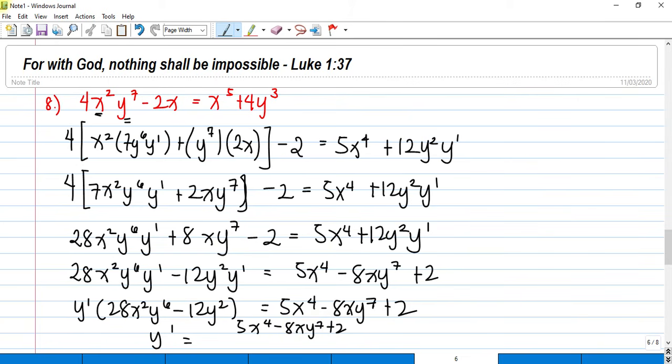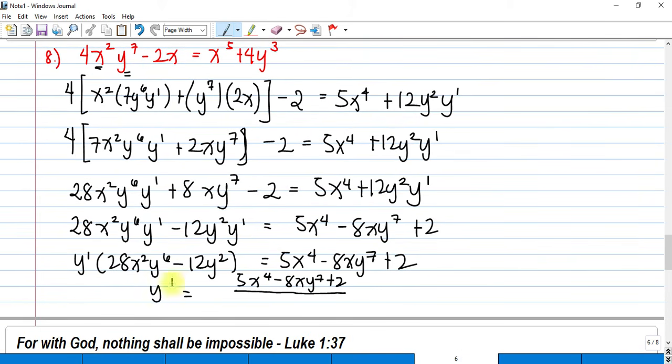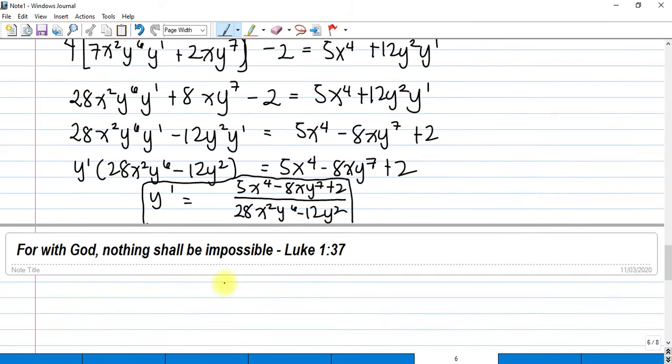all over 28x squared y raised to 6 minus 12y squared. So that is our answer. This is our final answer for this problem. Okay? I hope you are getting what I'm trying to say here.